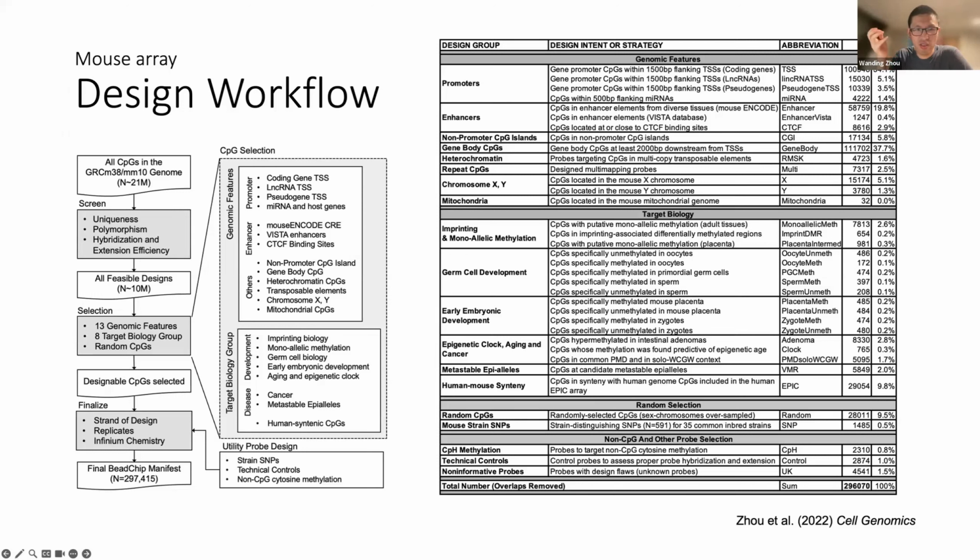And hence observations made in a mouse experiment could potentially be extended to humans. So that's the main motivation for including those. And there are about, I think, close to 20,000 CpGs that have this property of direct mapping.